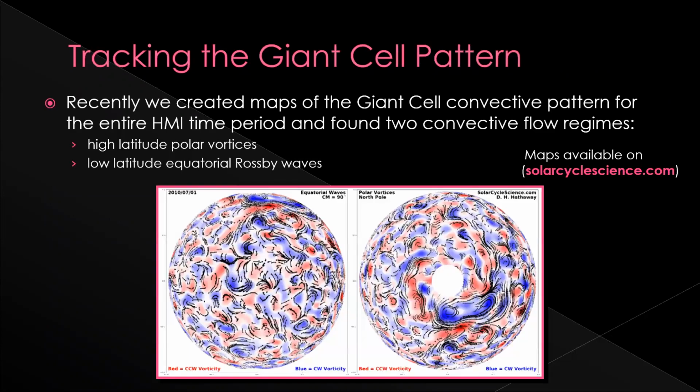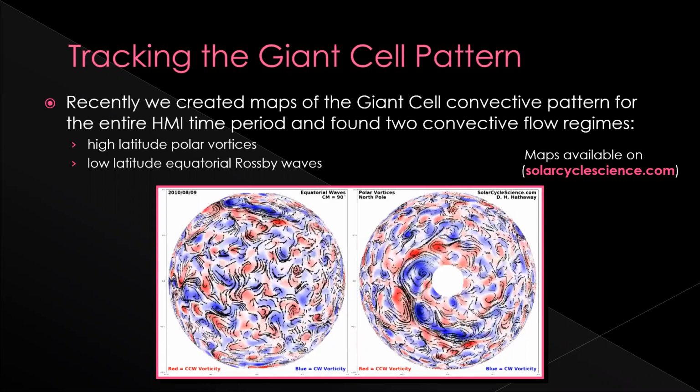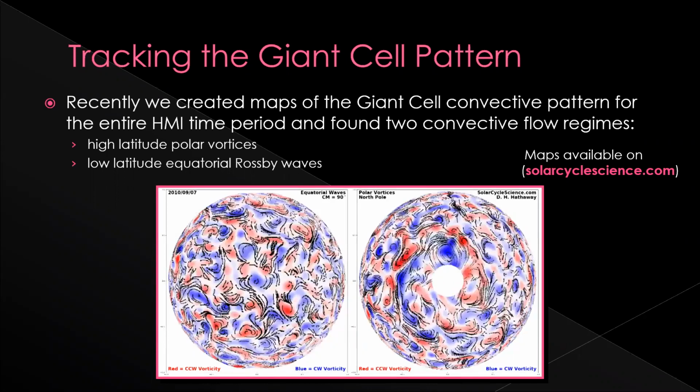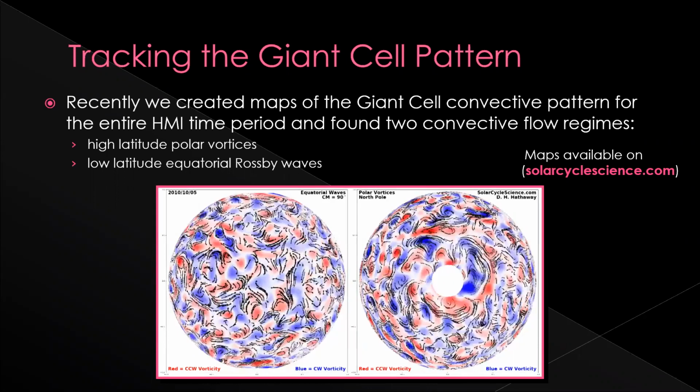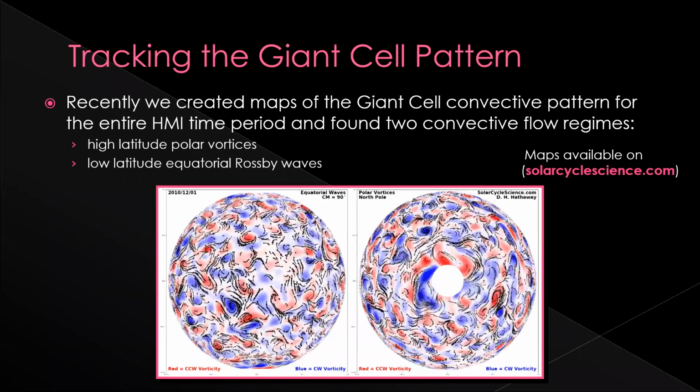We've recently tracked the supergranular pattern to create maps of the giant cell convective pattern for the entire HMI time period. These maps can be found on our website, solarcyclescience.com. And so these are maps of the giant cell motions, the giant cells themselves moving.